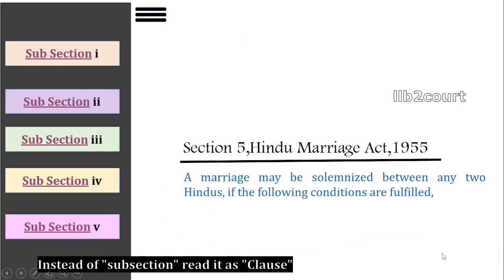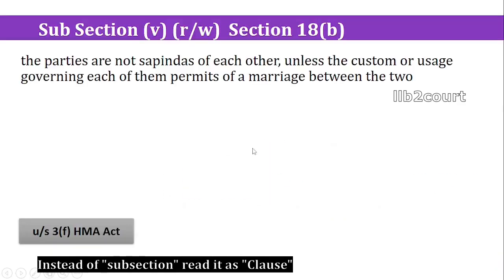Now let's see the last condition that is mentioned in subsection 5, which is Sapinda relationship. Sapinda relationship is defined under section 3F of the HMA Act and the punishment section is section 18B. So subsection 5 has to be read along with section 18B. There is an exception in section 5: if custom or usage allows marriage within Sapinda relationship, then they are allowed to do so. What is meant by Sapinda relationship, we will see in detail.